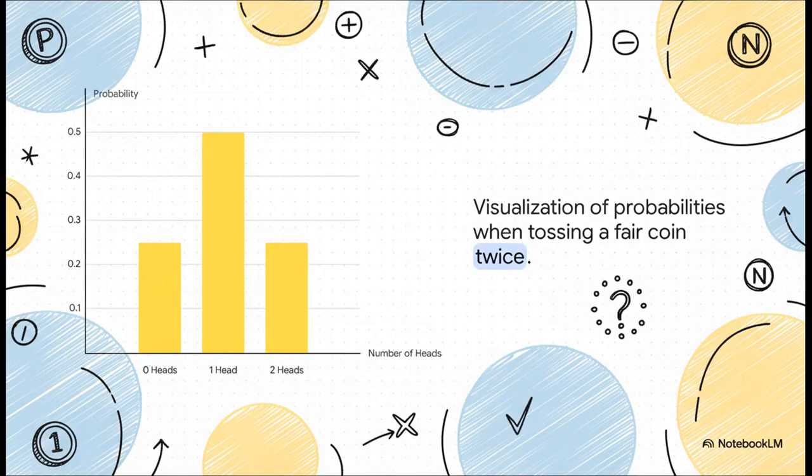And you can even visualize this stuff. Take a really simple example, flipping a coin twice. This chart shows it perfectly. As you can see, the most likely outcome is getting 1 head, right? That's a 50% chance. Getting 0 heads or 2 heads, well, that's less likely, only 25% each. This bell-like shape, that is the classic signature of a binomial distribution.